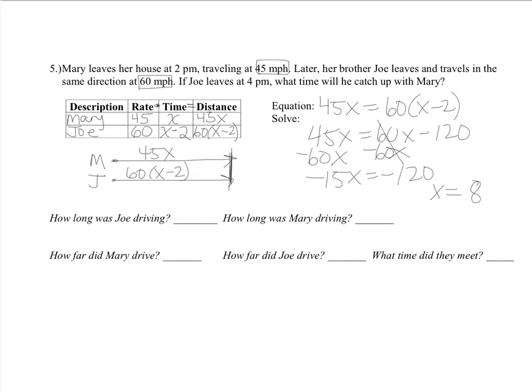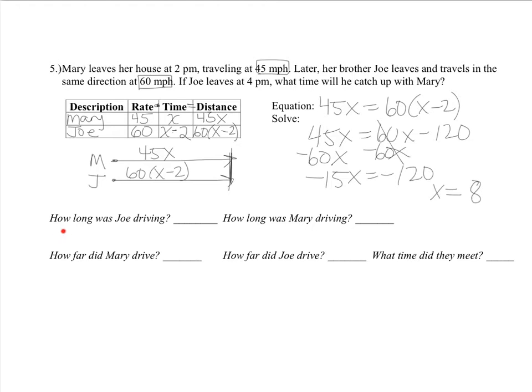Now I'm going to go back to my chart and see, well, what did I say x was? In this particular chart, I said x is Mary's time. So that means that Mary traveled for 8 hours. Now, I'm going to ignore the question right here, and let's just say, what if these were all the questions? I'm going to answer every question we possibly could answer.